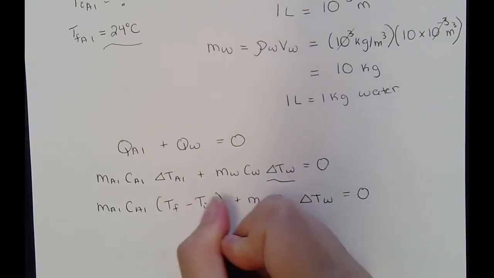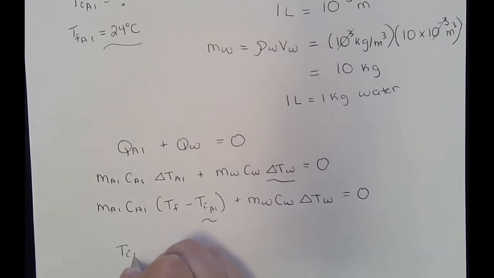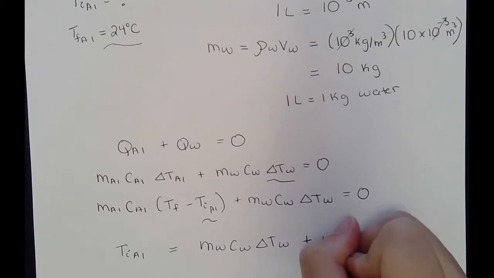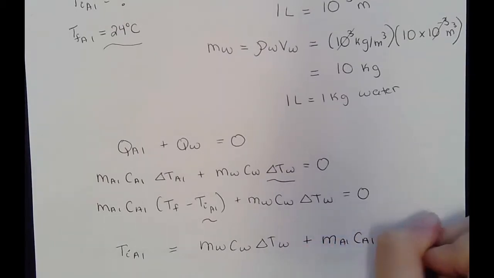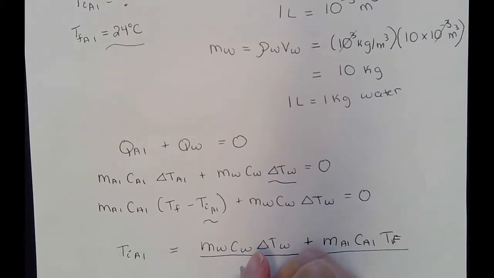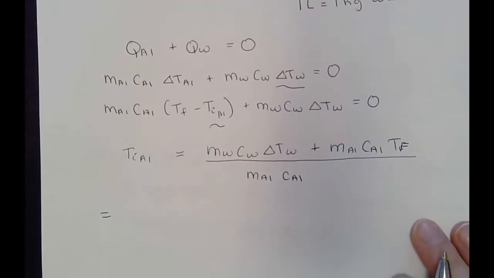And then this T initial aluminum is the unknown. So we'll have T initial aluminum equals M water, C water, delta T water, plus M aluminum, C aluminum, T final aluminum, divided by M aluminum, C aluminum. So I've moved everything over and then divided by this term here. Okay, so at this step, let's plug everything in.